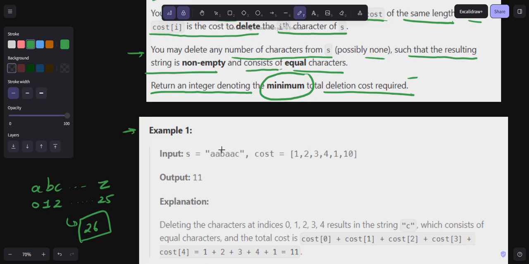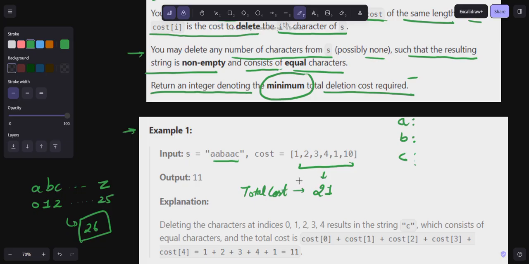So here, if you notice, this is my string s. Here we have a, we have b, we have c. I don't see any other character. So what is the overall cost here to delete all the characters? Let's say I want to delete all the characters. So what is the overall cost then? 1 plus 2 is 3, 3 plus 3 is 6, 6 plus 4 is 10, 10 plus 1 is 11, 11 plus 10 is 21. That is nothing but the overall cost or total cost, right?